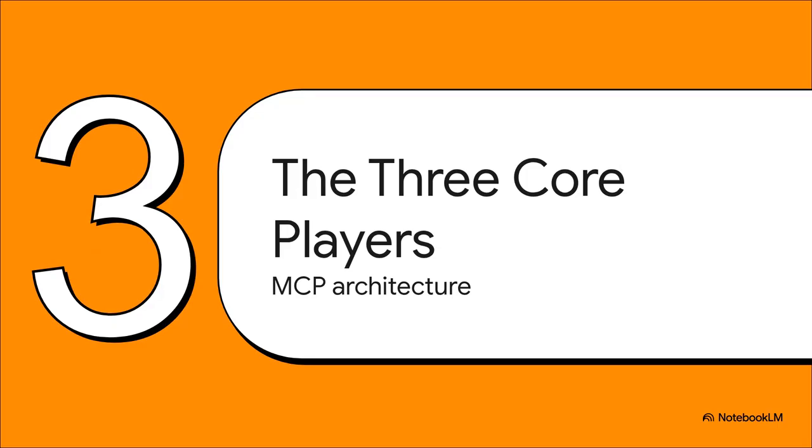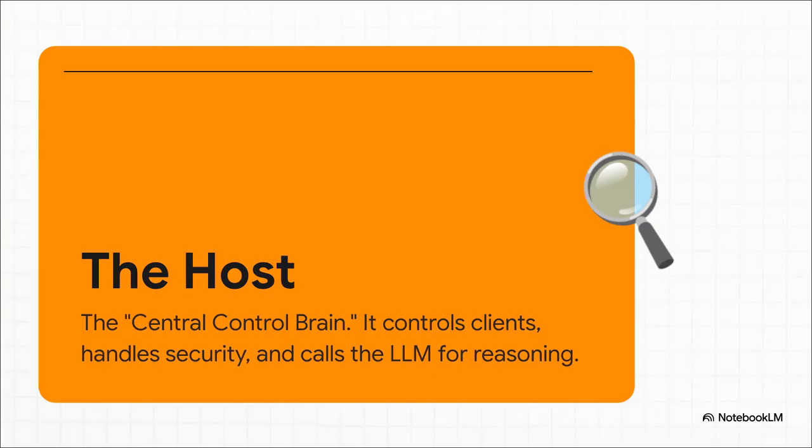So how does this actually work under the hood? Well, to really get MCP, you've got to meet the three core players in its architecture. Each one has a very specific and very important job to do. First up, we've got the host. This is the central control brain of the whole operation. It's the big picture orchestrator that you, the user, are talking to. The host figures out what needs to get done, it calls the LLM to do the heavy lifting, the reasoning, and, so importantly, it handles all the security and permissions for every tool it uses.